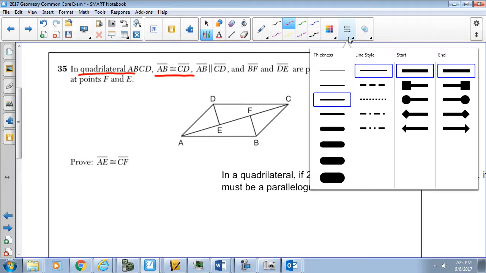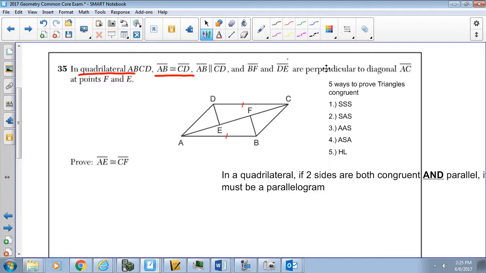So I'm actually going to start marking these a little bit here. So we know those are congruent. And AB is parallel. Remember, that means parallel. So I'm going to make a little mark for parallel, so they're congruent and parallel. And BF and DE are perpendicular to diagonal AC. So BF is this one. So that means perpendicular. That means that this is a right angle. And that means that this is a right angle. And also for DE, same thing. All right, perpendicular to diagonal AC at points F and E.